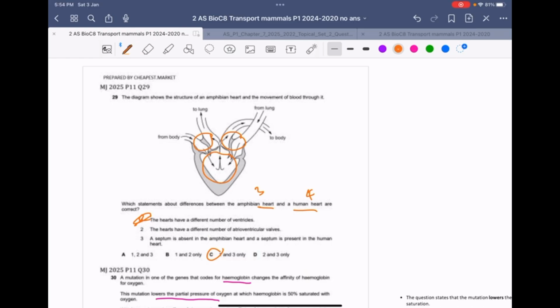So number 2, they have a different number of atrial ventricular valve. Yeah, definitely. And then there's the septum. Septum exists in the human heart, but septum is not found in the amphibian hearts.